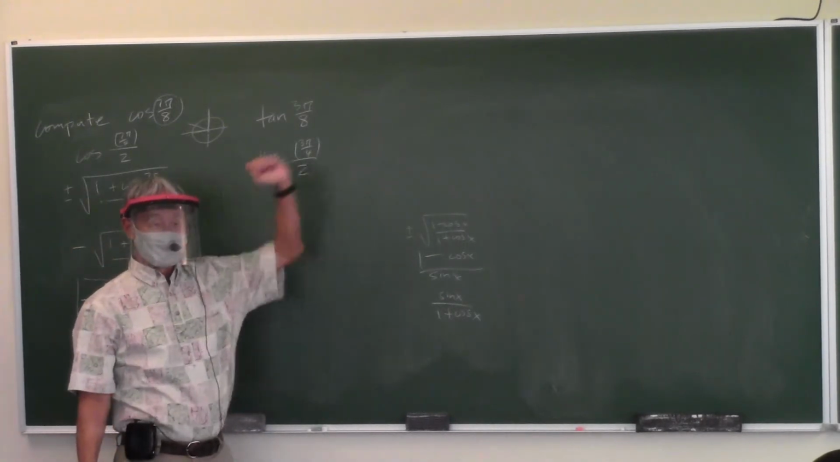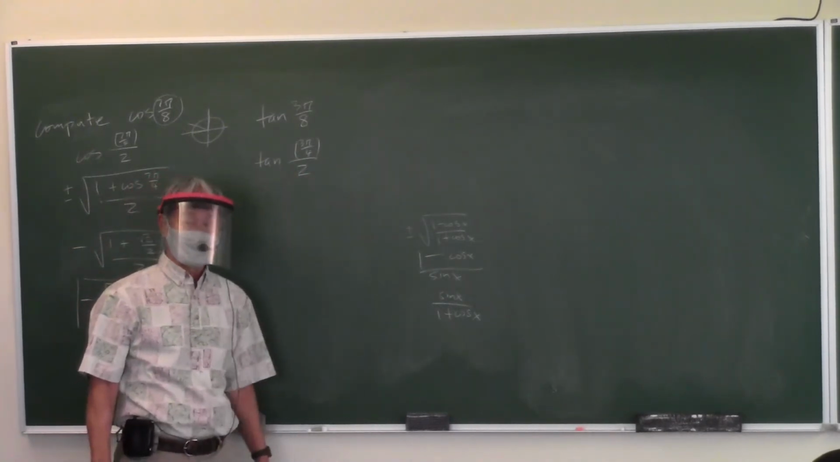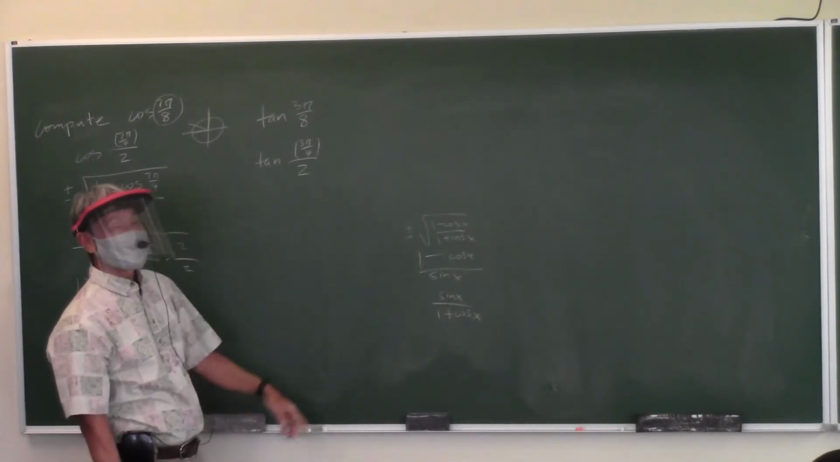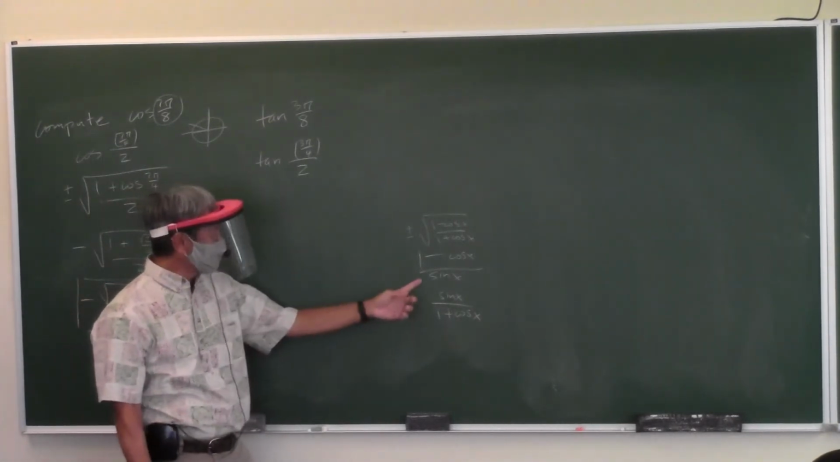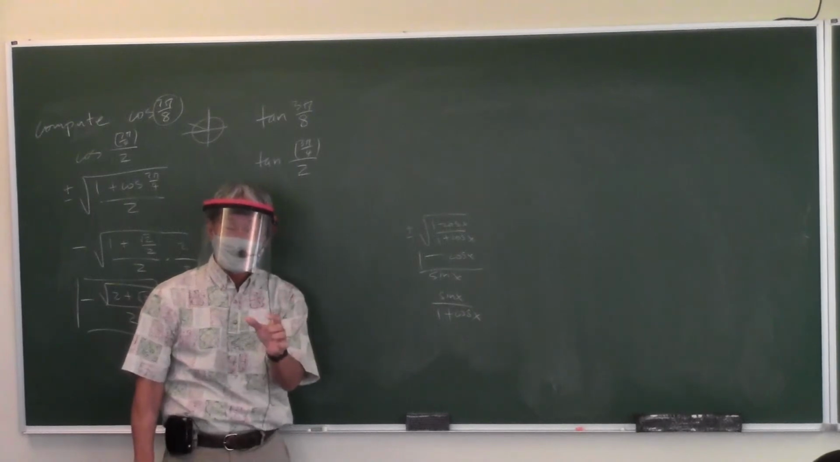How many people say C? Yeah, you have to vote once, you know. Okay, the answer is B. You know why? Because you only have one term in the denominator.